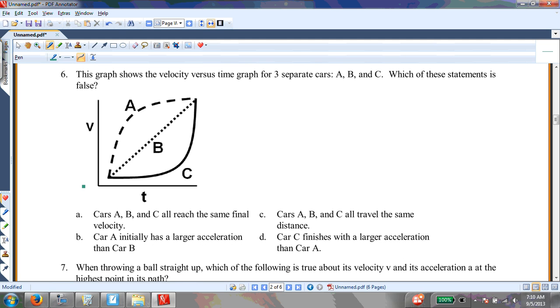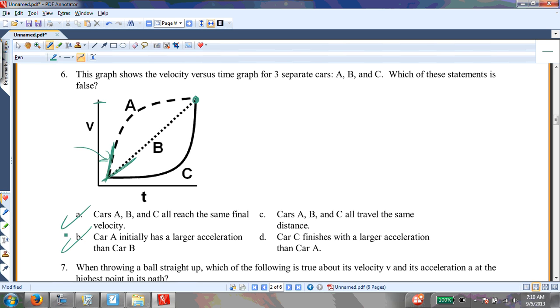It shows a velocity versus time for 3 separate cars, A, B, and C. Which of these statements is false? Cars A, B, and C all reach the same final velocity. That's true, they all reach this final velocity. Car A initially has a larger acceleration than car B. Its acceleration is given by the slope, and car A does have a larger slope, so that's correct.